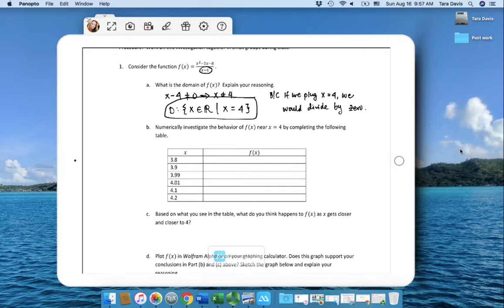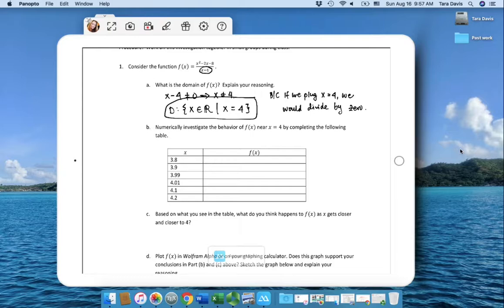And we're going to look at it in a variety of ways. So I often like to look at things numerically, graphically, and algebraically. So numerically would often be based on creating a table. So we're going to look at that in part B, which asks us to numerically investigate the behavior of f of x near x equals 4 by completing the following table.